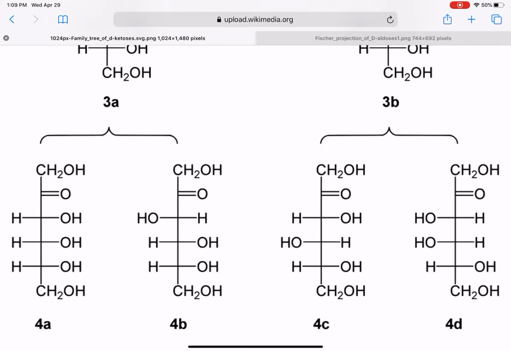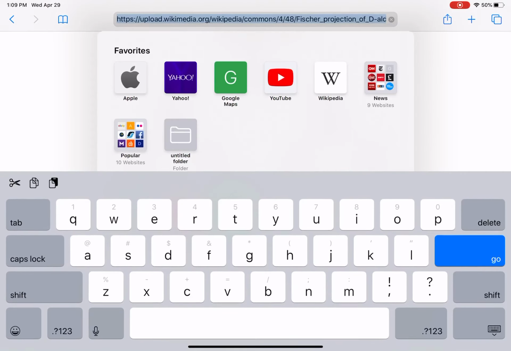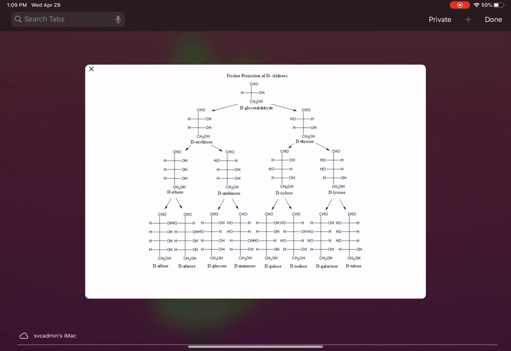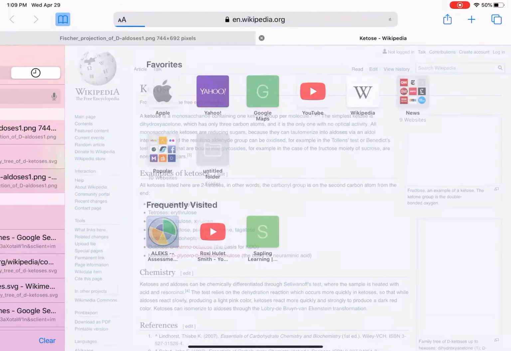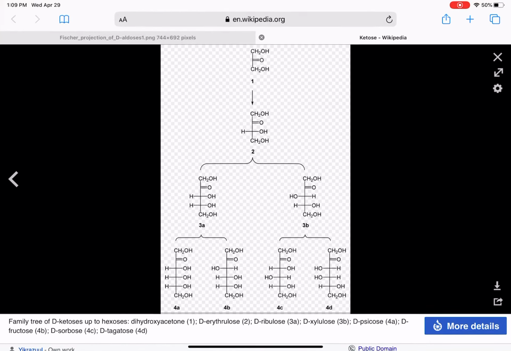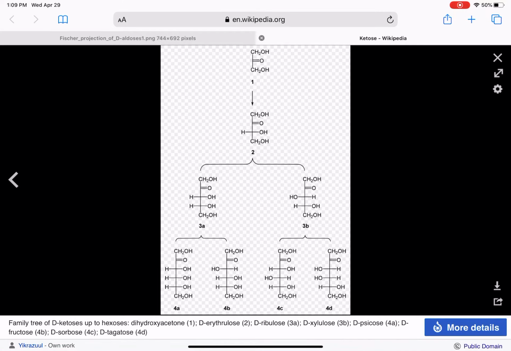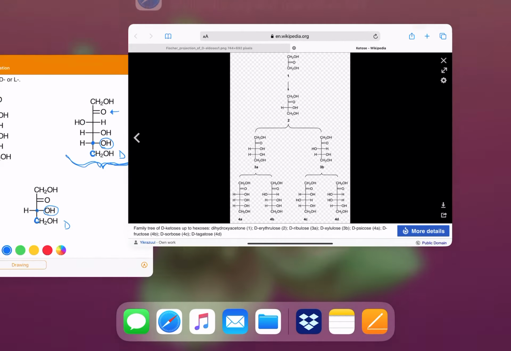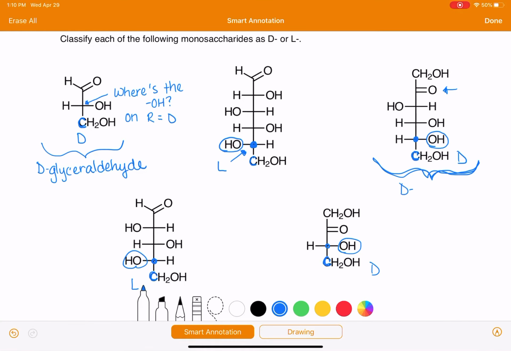Oh, I zoomed in. To get the name of 4B, we have to look down at the very bottom of the screen where they give us the relationship. It's like the answer key down here. So 4B, it says that it is D fructose. That's kind of confusing. It's the name first and then in parentheses 4B. So this is D fructose.